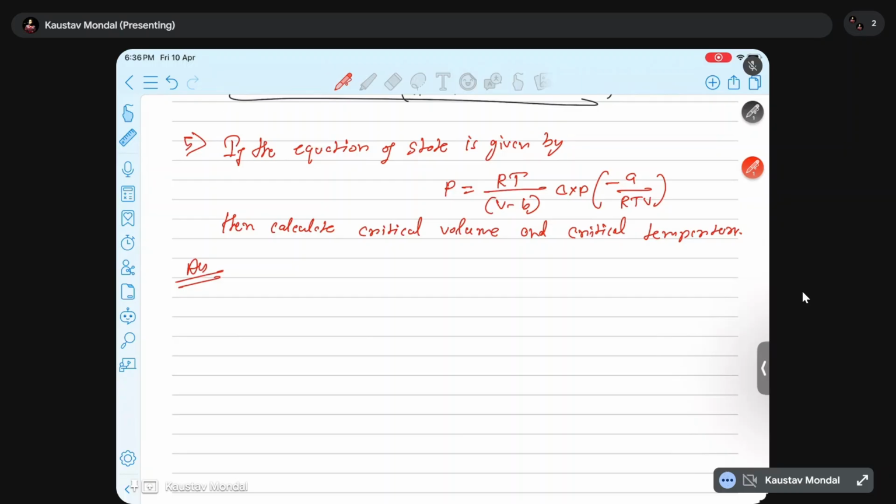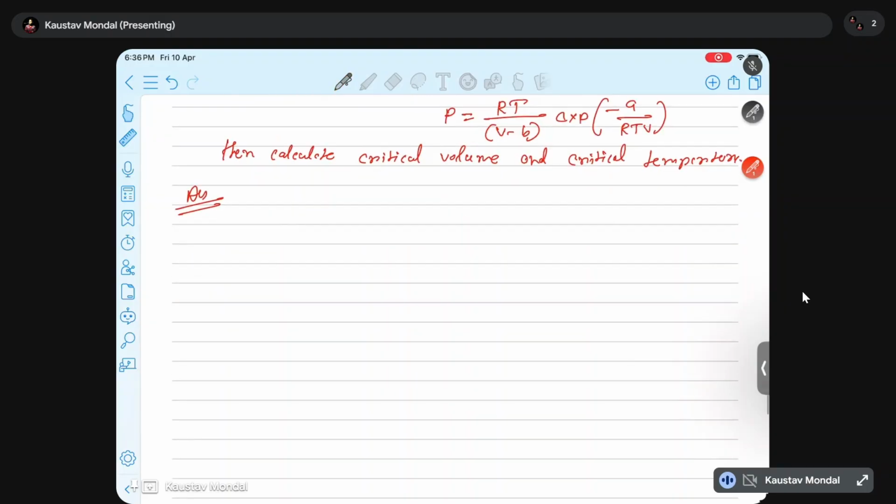So in a PV diagram, the condition for a critical point is given by these two conditions, right? So the critical conditions. These are the two conditions: del P/del V at constant T equal to 0, and del square P/del V square at constant T also equal to 0. These are the two conditions. So now the gas equation is this. So let's first start with the first condition.